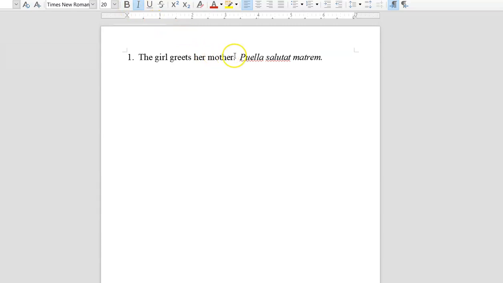Let's make a couple of points about this. Again, we need to know the vocabulary, but you can look that up in a dictionary, and of course our Latin textbook has set vocabulary for each chapter that we'll want to make note of. But with that said, let's take a look at this here. So we have puella salutat matrem.